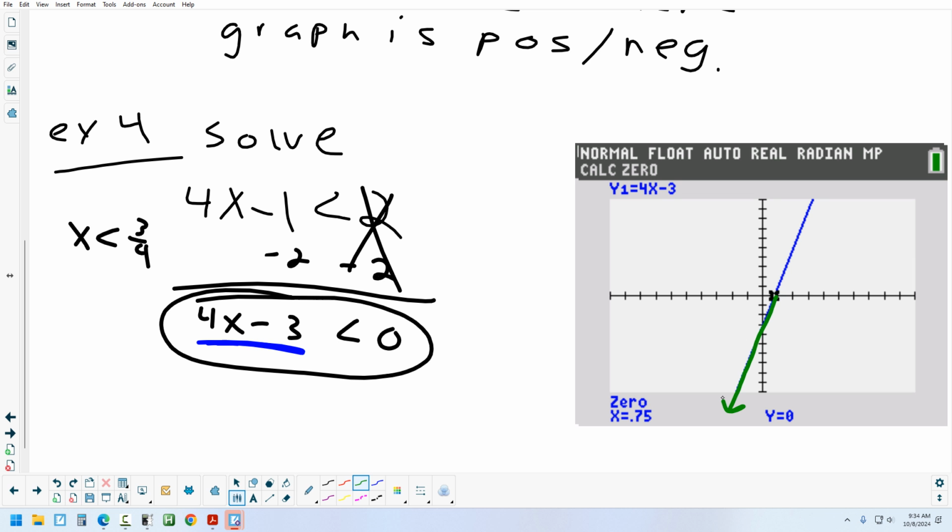Where on the x-axis would you go to be on that part of the line? Would you plug in numbers above 0.75, or would you plug in numbers below? Below, yeah. If you plug in like 0, you're down here. If you plug in -1, you're way down here. That's the part we want to be on. So the answer is all numbers below that point, and that point is 0.75. So it's everything under 0.75.